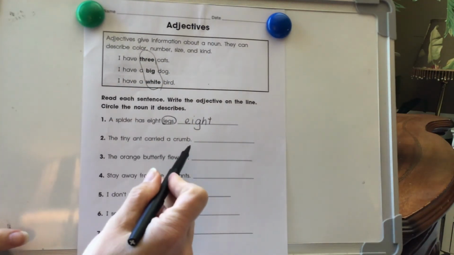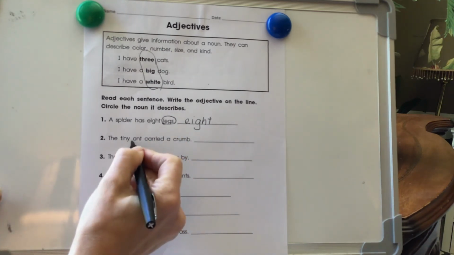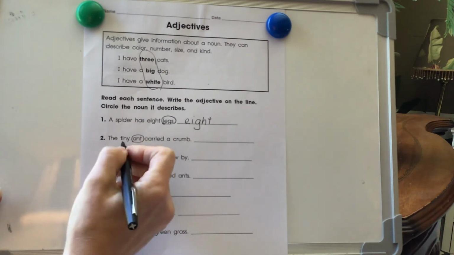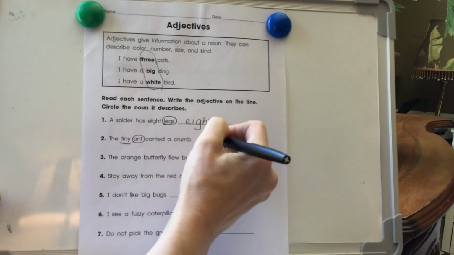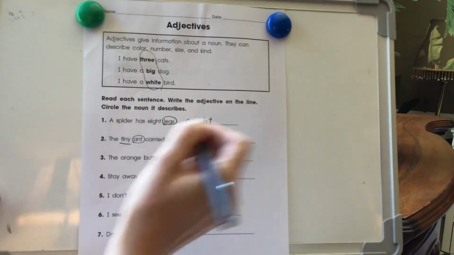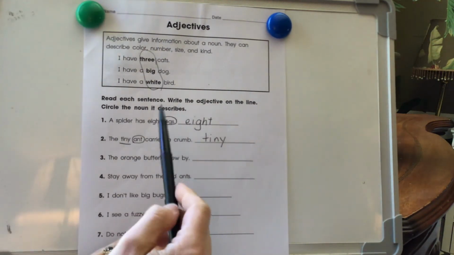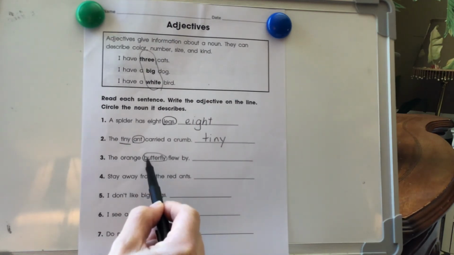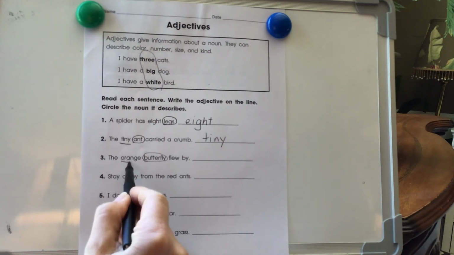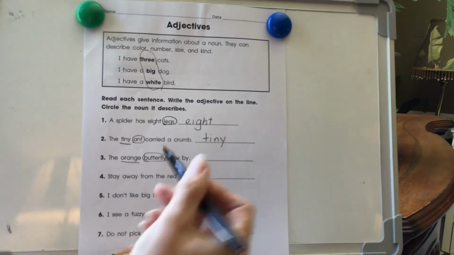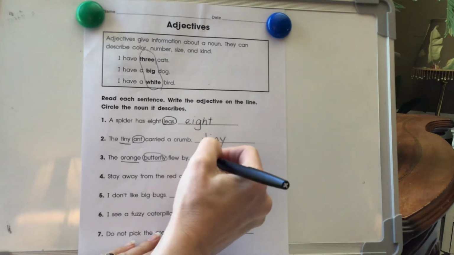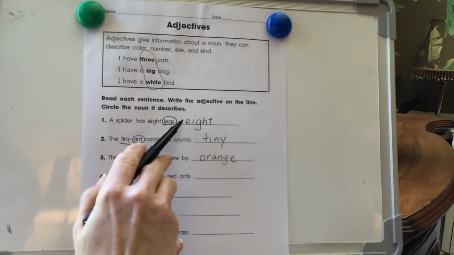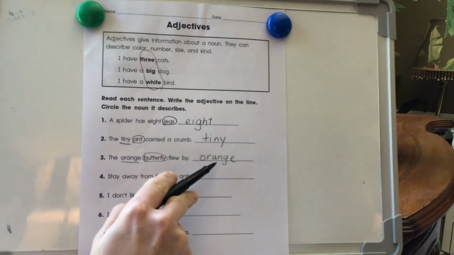A tiny ant carried a crumb. So our noun is an ant. What we're talking about is the ant. That's our noun. What kind of ant? A tiny ant. T-I-N-Y. Okay? The orange butterfly flew by. Again, our person, place, or thing. It's a thing. A butterfly is a noun. And what kind of noun is it? It is an orange butterfly. An orange describes our noun. So orange. And just by looking here, we've got a number, we've got a size, we have a color.